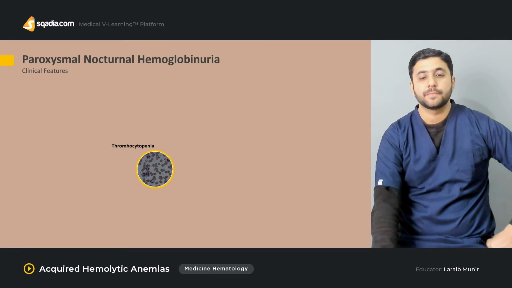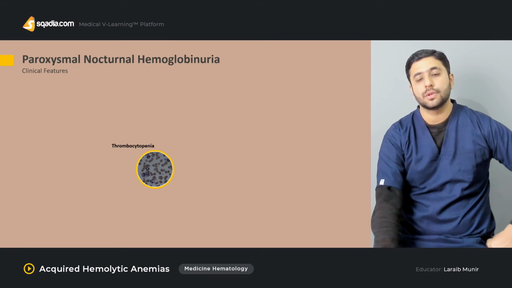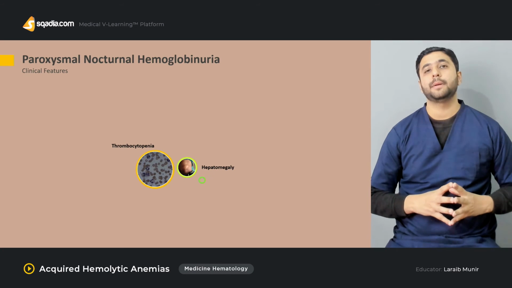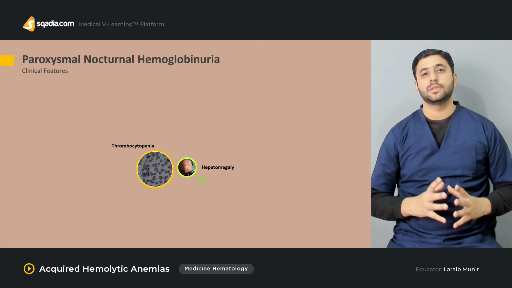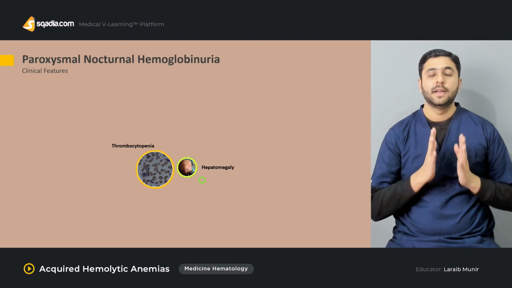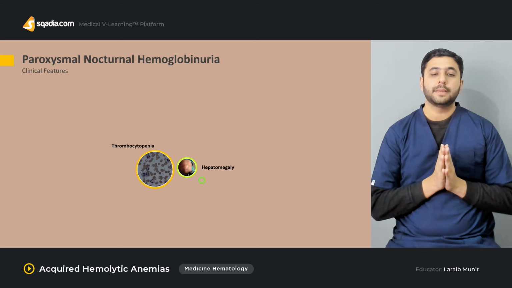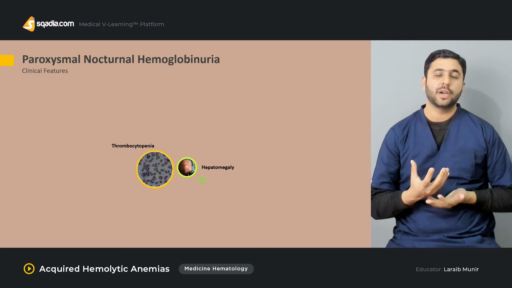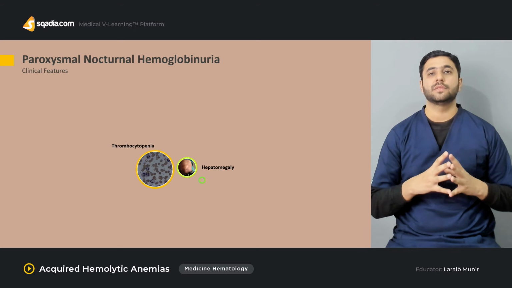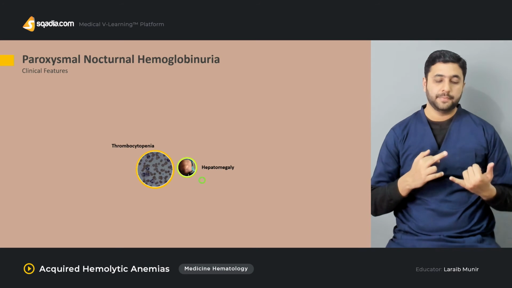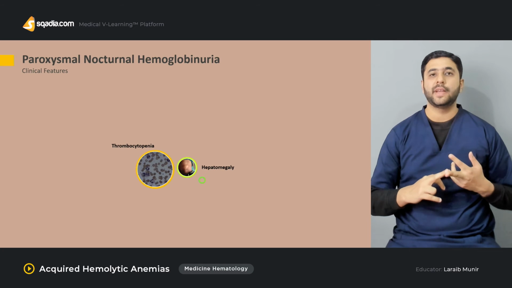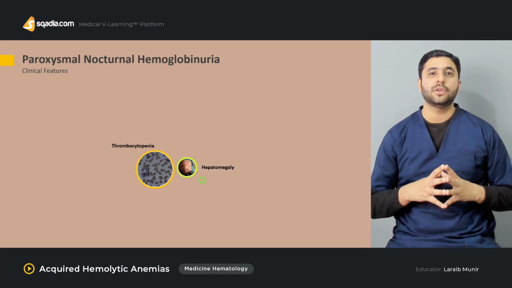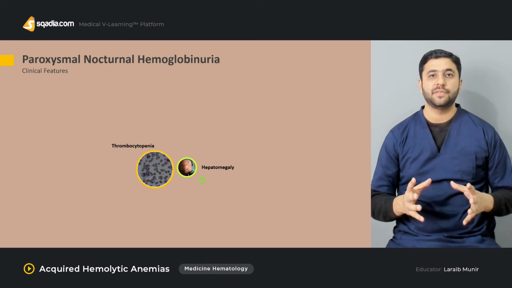The clinical features are thrombocytopenia because the platelets are also targeted. The patient might have hepatomegaly. This might happen because of the venous thrombosis of the hepatic vein or the portal vein. The venous thrombosis generally occurs because when the platelets are being damaged, they release certain procoagulant factors. These procoagulant factors lead to thrombosis on the venous side of the circulation. So the large veins like the hepatic veins, the portal veins, or the cerebral veins can get affected by these platelet procoagulant factors, and this can lead to formation of thrombosis in these veins.